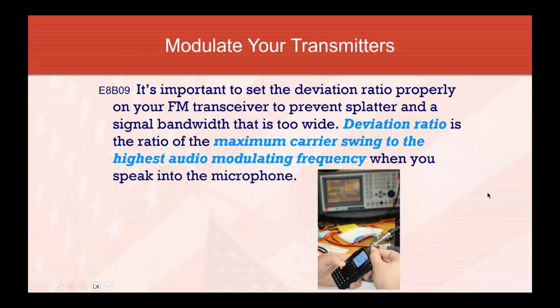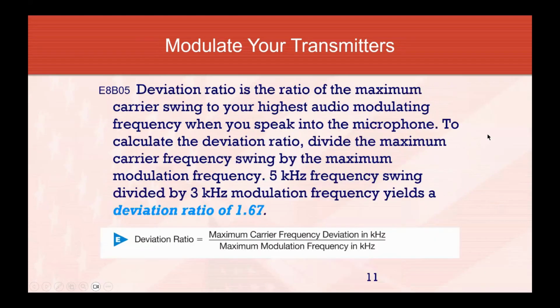It's important to set deviation ratio properly on the FM transmitter to prevent splatter. If it's got too much deviation, it will tend to create birdies on either side of your main frequency, which is called splatter, which will interfere with everybody and everything on the different bands. Deviation ratio is the ratio of the maximum carrier swing to the highest audio modulating frequency when you speak in the microphone. And a little more discussion of that.